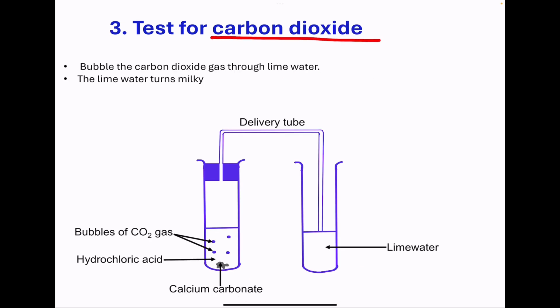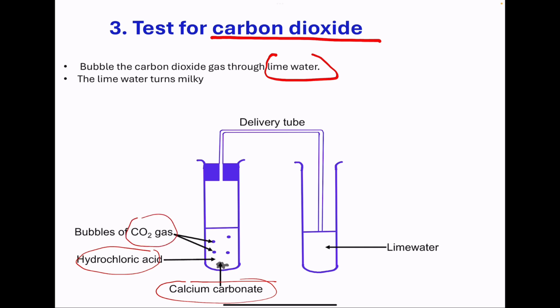Next we go to carbon dioxide. This can be tested using lime water. Again here is an experiment involving calcium carbonate reacting with hydrochloric acid. Remember, this is a metal carbonate with an acid. We get a salt, which will be calcium chloride, carbon dioxide and water. The generated carbon dioxide gas can be delivered through a delivery tube to lime water. This lime water is going to turn cloudy or milky, and that will be confirmation that the gas that came off the reaction was carbon dioxide gas.